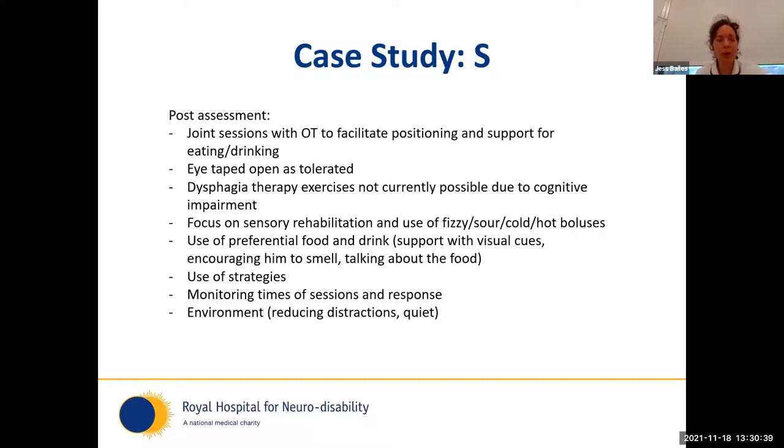There's multiple things that we need to think about in looking at his management after these assessments, but each one was really helpful in just adding another element to his dysphagia diagnosis and management. And with that, I will then hand over to Zoe, who's going to give us some more practical tips on what to do.